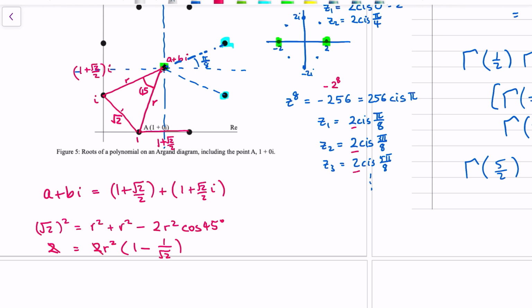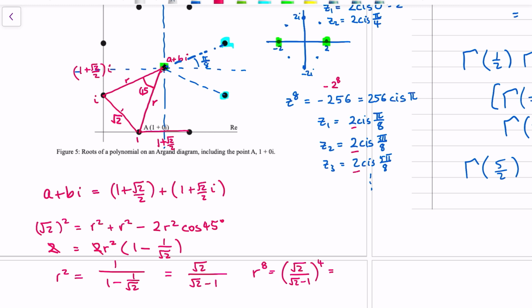Divide both sides by 2. R squared is equal to 1 over 1 minus 1 over root 2, times top and bottom by root 2. And therefore r is the square root of that. We don't actually want r though. We want r to the power of 8, like I had before with 2 to the power of 8. And I've already got r squared there. So r to the power of 8 is going to be taking this and powering it by 4.